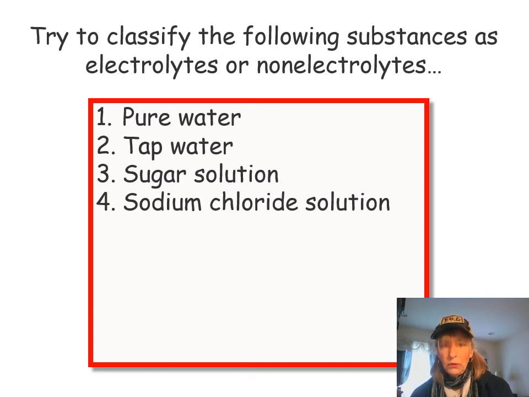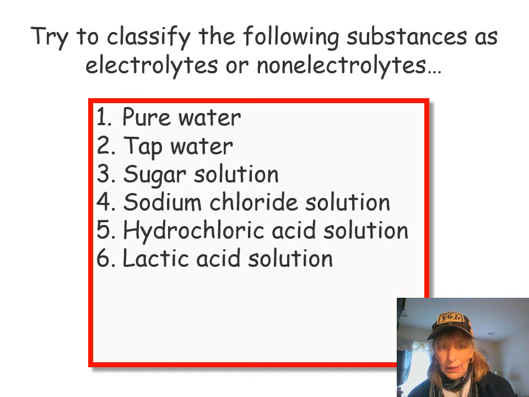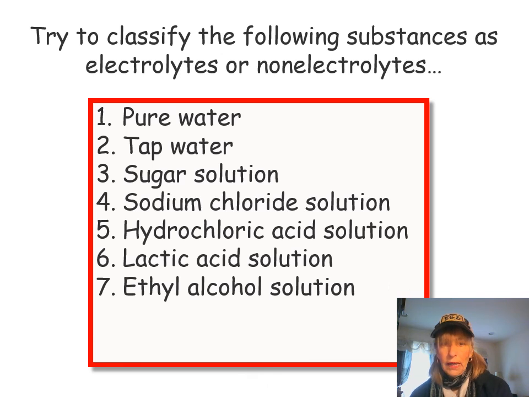Sodium chloride solution. Hydrochloric acid solution. That is HCl. Lactic acid solution. Lactic acid, I'm going to tell you, is a weak acid, so I've got to give you some information on it. Ethyl alcohol. Let's give you the formula for this, so you can see what it looks like.